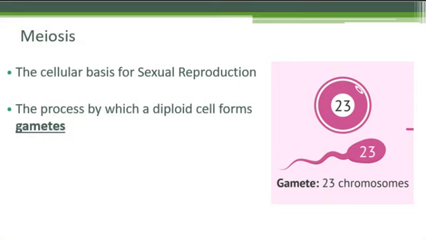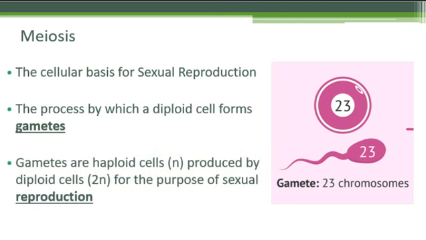Meiosis is the process by which diploid cells form gametes. That's the word we're using. A gamete is a haploid cell, and that gamete has a job to do, and that's reproduction. Gametes are haploid. They only have half of the genetic information in them. They're made ultimately from diploid cells for the purpose of sexual reproduction.